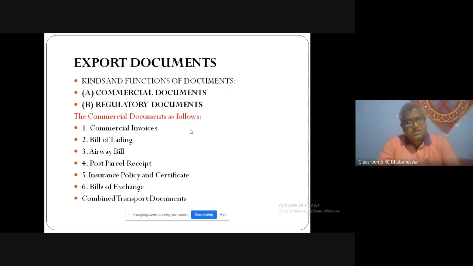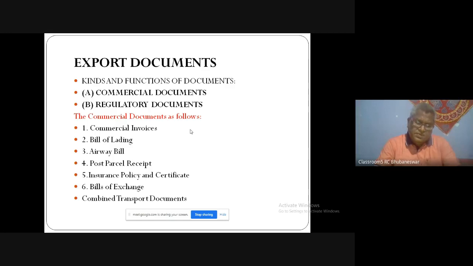Before going through the export documentation, I want to point out some issues relating to the export procedure. In the previous class, I pointed out that there are 6 stages through which the export procedure can be documented for doing business internationally.